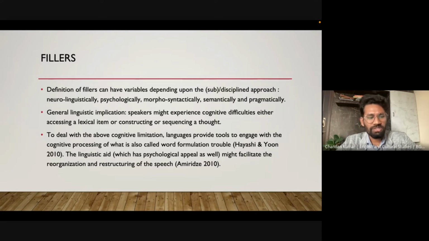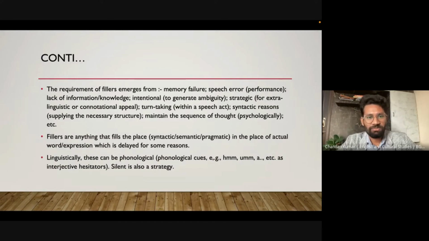There are some definitions in the literature. As you can see, it's also called the word formulation trouble, when in the process we don't find the exact word to say at this moment, and we use placeholders. So there are different kinds of placeholders, primarily, which are defined as fillers. So why is there a need for fillers? There are many reasons, as we discussed.